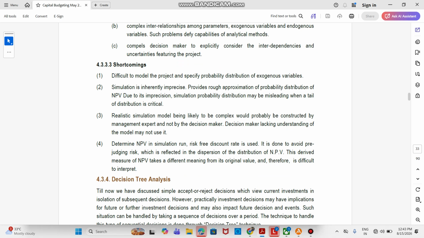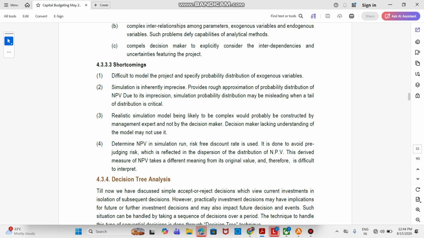of exogenous variables. I repeat, it is difficult to model the project and specify the probability distribution of exogenous variables. Next is, simulation is inherently imprecise, so it gives only a rough approximation of the probability distribution of NPV due to its imprecision. Also, the simulation probability distribution may be misleading when a tail of the distribution is critical. You may not reproduce all of these, but at least you will be expected to reproduce terms like probability distribution of exogenous variables, and that simulation is not precise, etc.